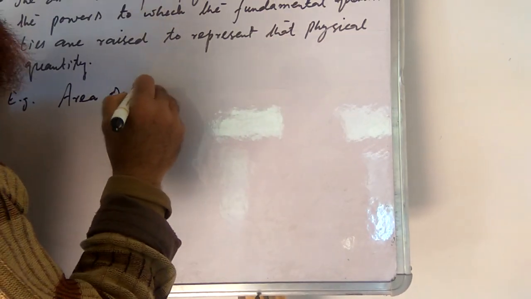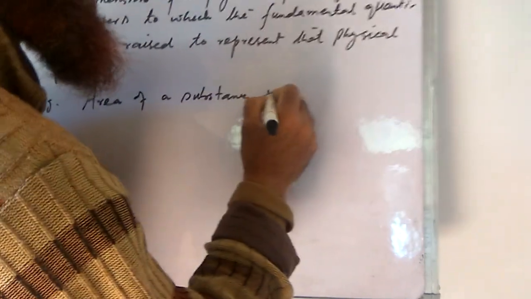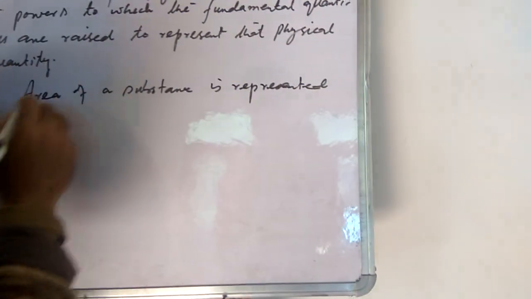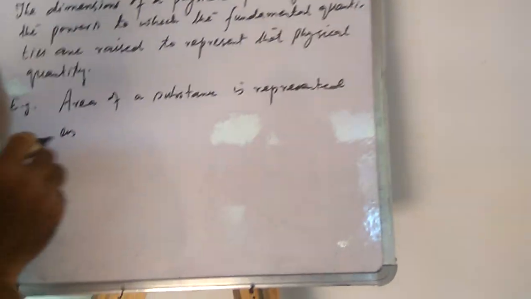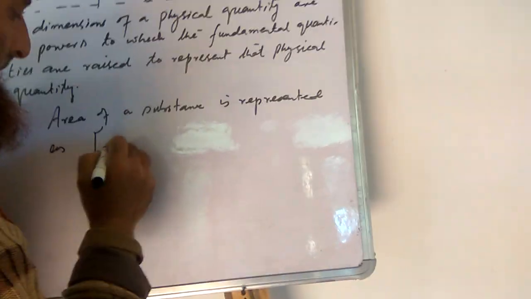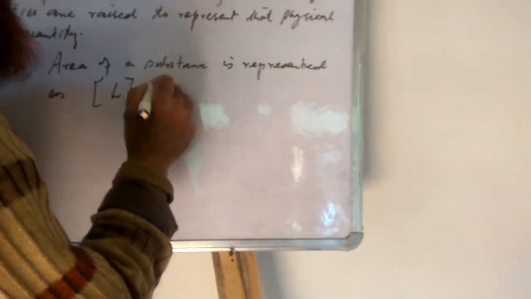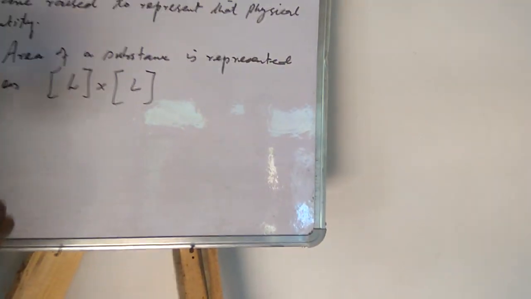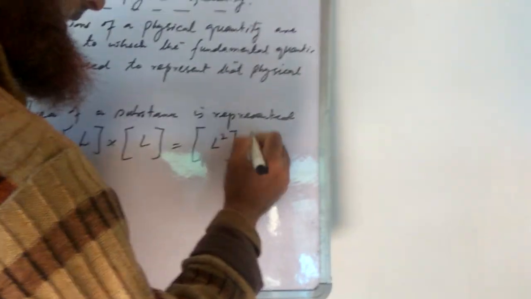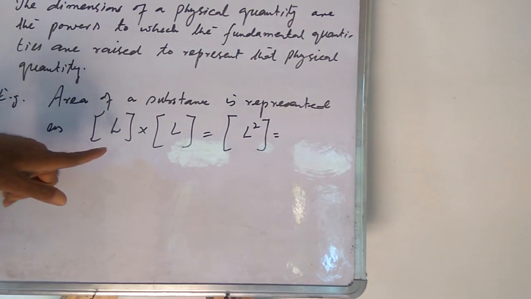area of a substance is represented as length into length, that is L2 here. Now look here.